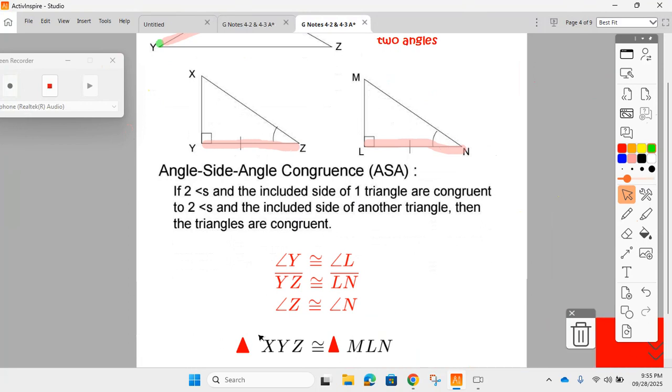Now that we've stated the two triangles are congruent, we know that all parts are congruent, even if they're not marked up here.